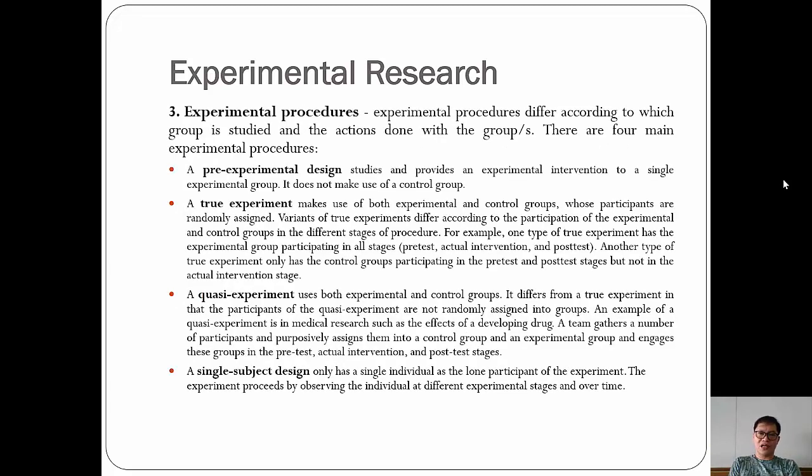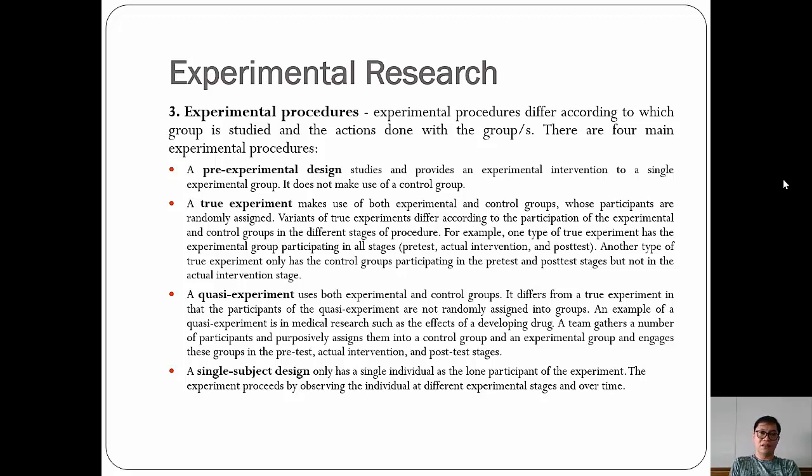Experimental procedures differ according to which group is studied and the actions done with the groups. There are 4 main experimental procedures: pre-experimental design, a true experiment, quasi-experiment, and single-subject design. A pre-experimental design studies and provides an experimental intervention to a single experimental group. It does not make use of a control group. Okay? Provides experimental intervention to a single experiment.